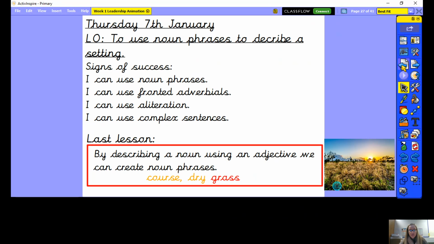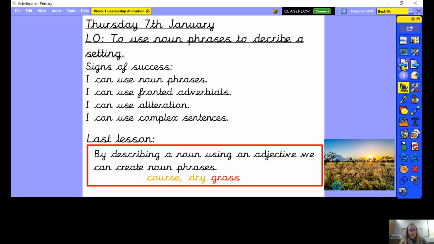So a noun phrase is created by describing a noun using an adjective. An example would be coarse, dry, grass. We're thinking about, can I use fronted adverbials in my writing? Fronted adverbials go at the start of your sentence and describe the verb and often tell you when, where or how.